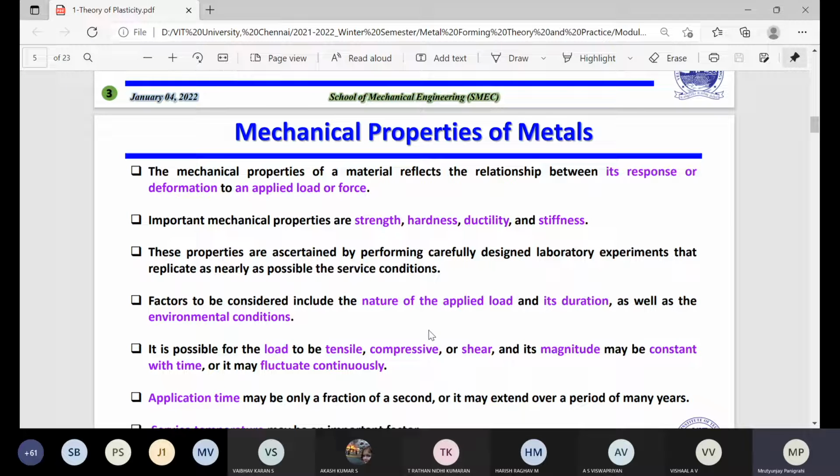So the factors to be considered include the nature of the applied load. What kind of load you are giving, what should be the nature of the load. Then its duration, how long, because that is also applicable in heat treatment. If you remember, how much time you are holding. Here also, how much time the load is applied, as well as the environmental condition. This environmental condition also you have to think about.